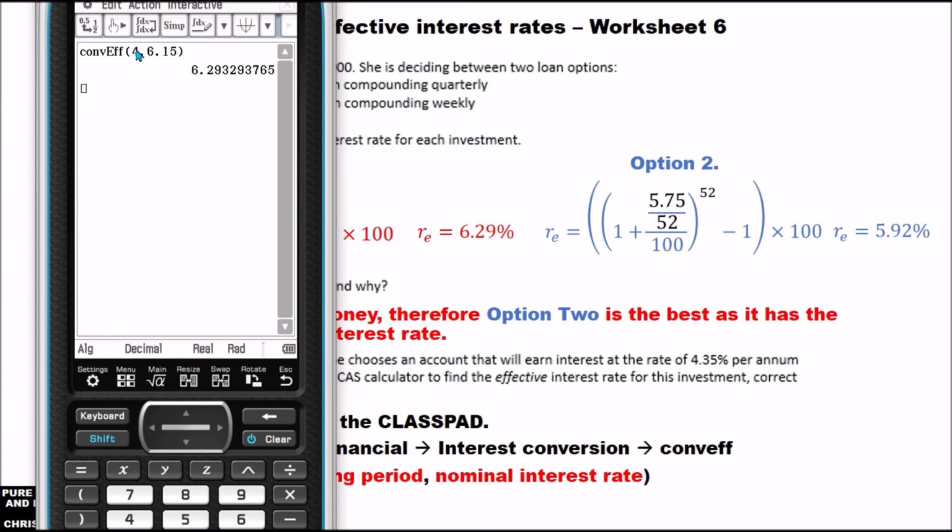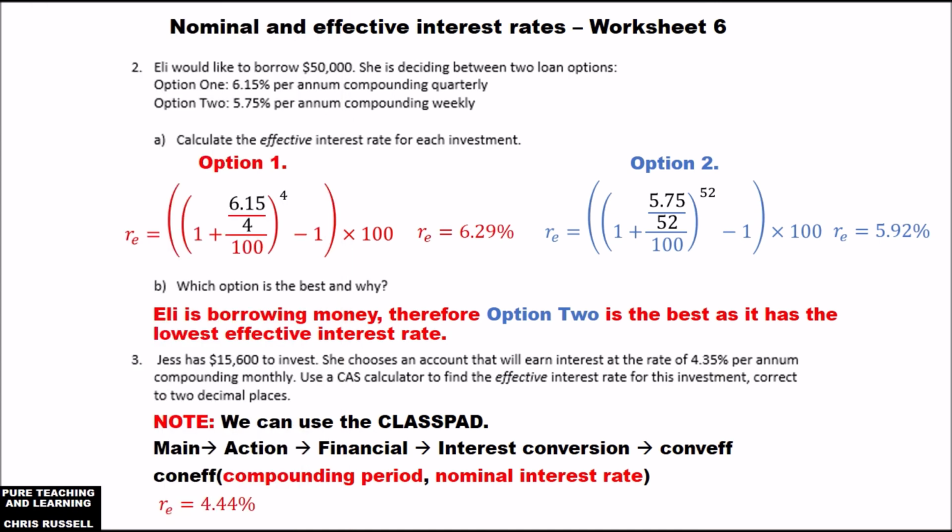Let's do the same for option 2. 52 for 52 weeks in a year. Change our percentage rate to 5.75 and execute, and we get 5.92, and it's 5.92 because the next digit after the 1 is the 5. So 5 or more, we have to round up. So therefore the effective interest rate in this case is 4.44%.